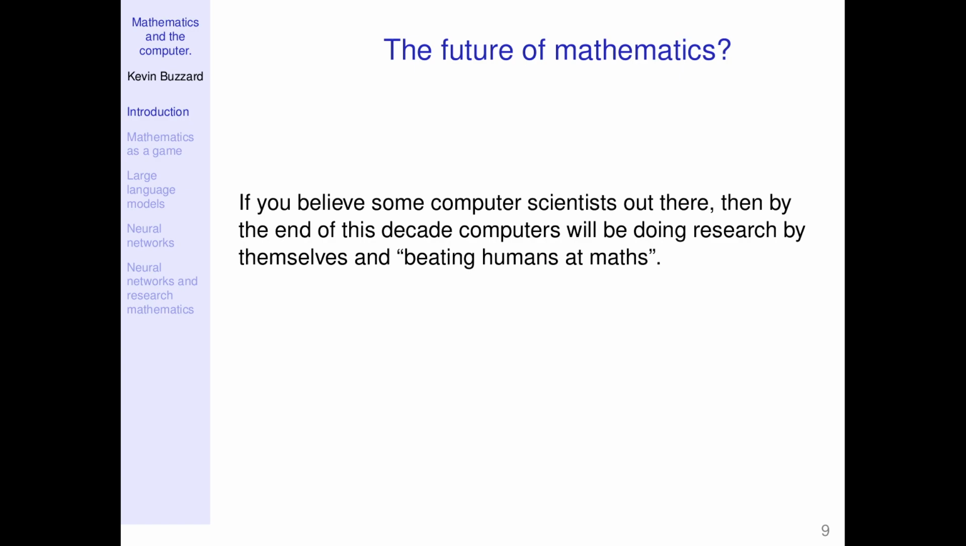And he's been arguing, since I met him in 2019, that mathematicians are going to be out of a job soon, because computers are just going to take over. They're going to start thinking for themselves, proving theorems that we can't prove, and we're going to be out of a job.